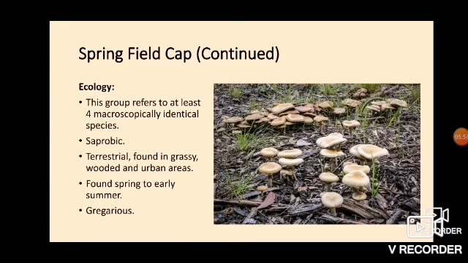This is a saprobic species. It is terrestrial and found in grassy as well as wooded and urban areas. So it has quite a range in Saskatchewan during the spring. I tend to find these in areas where grasslands are meeting woodlands. And they're found spring to early summer. You can expect them around end of May and into June. And they're quite gregarious. You can see in this photo here, there's quite a bunch of them lumped up on top of each other.